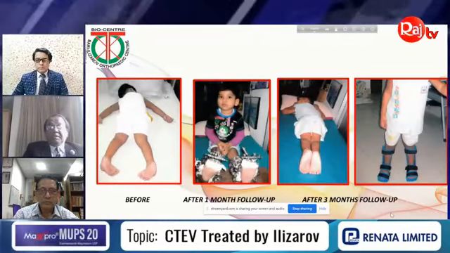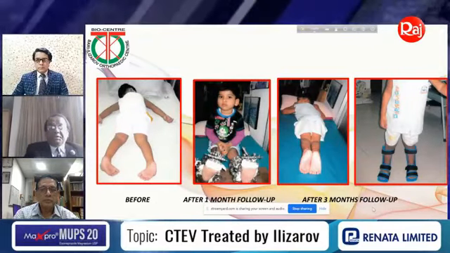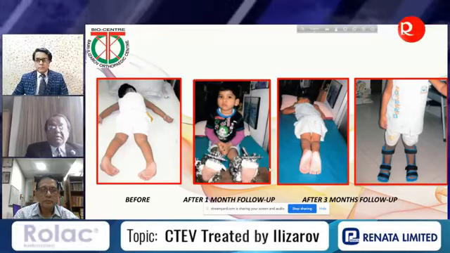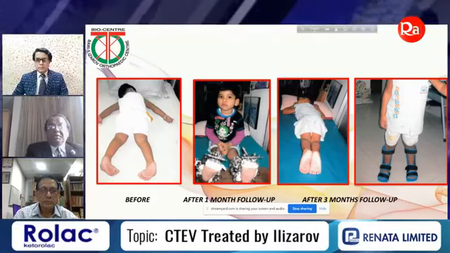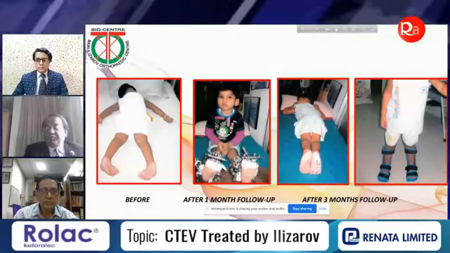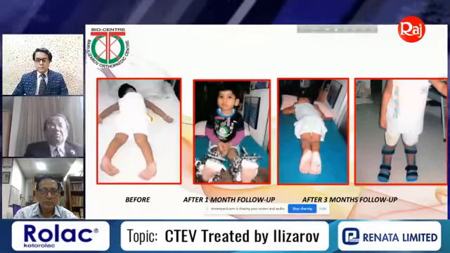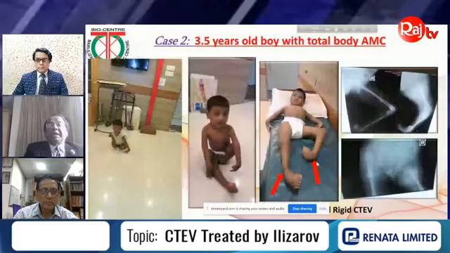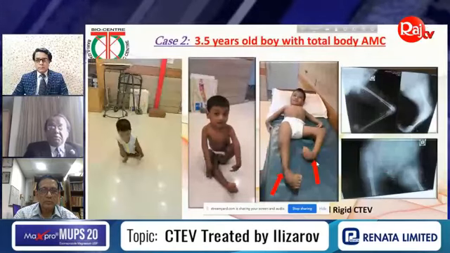Then put the Ilizarov. Look at these. Here we have put wires in the toes to prevent the clawing or contraction of the toes. And now in this case and this, you can see how beautifully corrected only after 3 months at the age of three.